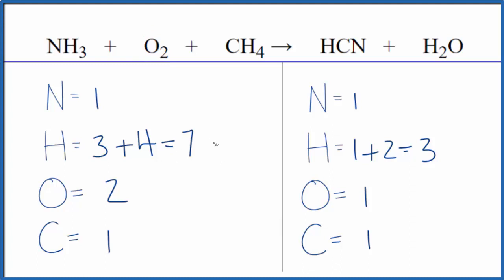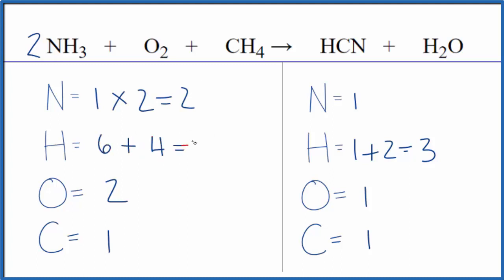What I think I'll do is try to get an even number over here. And to do that, if I put a 2 in front of the ammonia, that would give me 1 times 2. I'd have 2 nitrogen atoms. Now I have 2 times 3, I have 6 plus the 4 here. So now I have 10 hydrogens, and that might be something I can work with. It's rather challenging, but I could put a 4 in front of the H2O, and that would get me close. Maybe that'll show me what I need to do.